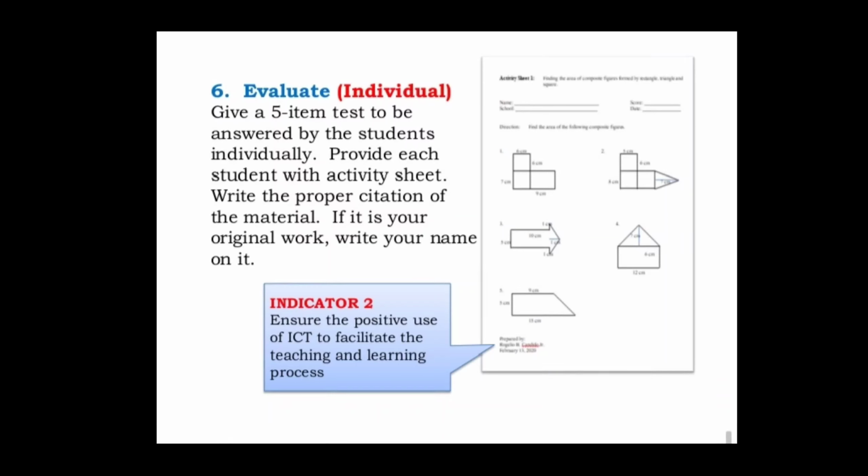In our sample, the students used an activity sheet. The activity sheet was downloaded from a certain site. It was properly cited. This supports indicator 2, which is positive use of ICT.